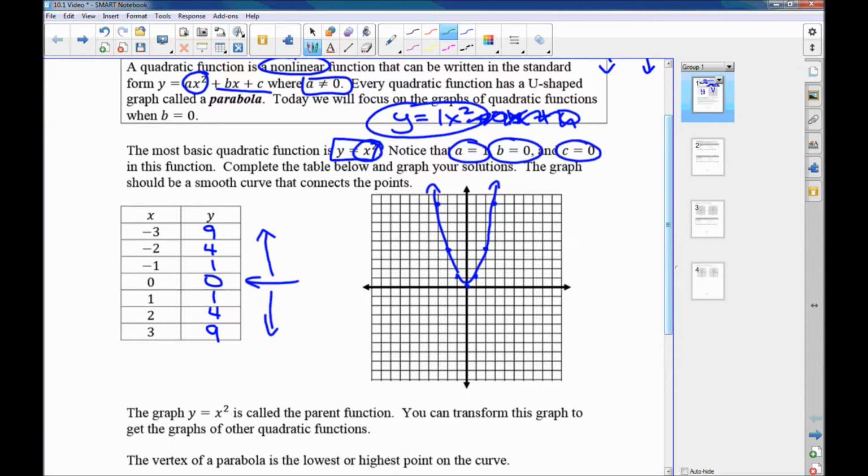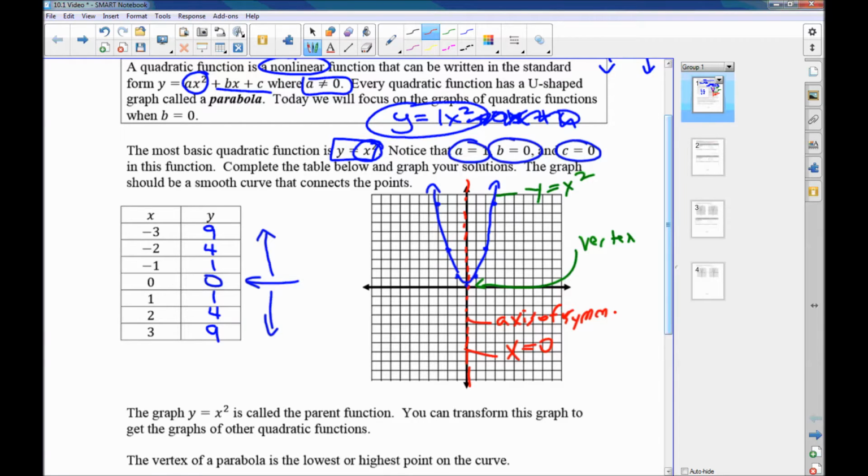We're going to figure out how we can transform the parent graph by changing the values of a and c today. Okay, so this graph is y equals x squared. There's some special parts to this. The bottom or top of the parabola is called the vertex. And every parabola has an axis of symmetry. So a place where we could fold the graph in half and the two sides of the parabola would lay right on top of each other. So this is the axis of symmetry. And for our graph today, it's the line x equals 0. Now I drew this dotted because it is not actually part of the parabola. It just shows us the middle of the parabola.